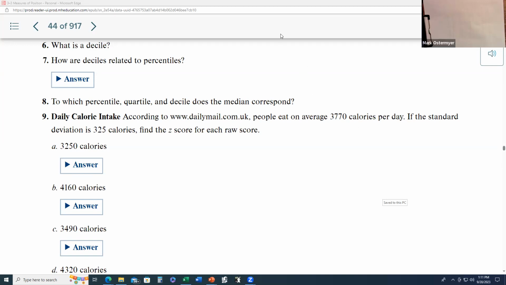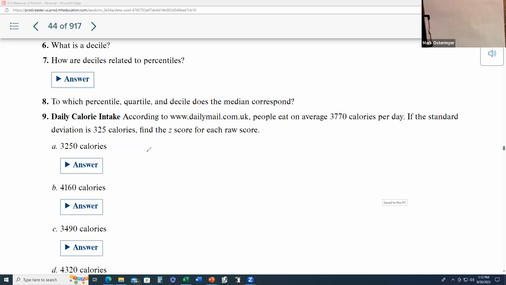Now it says, if the standard deviation is 325 calories, find the z-score for each raw score. Ladies and gentlemen, what would be the z-score for 3,250 calories? Remember, a z-score gives us an indication as to how many standard deviations the data value is away from the mean of a data set.